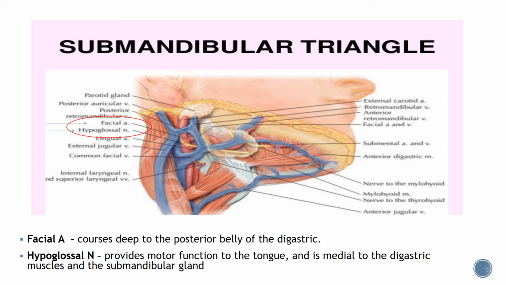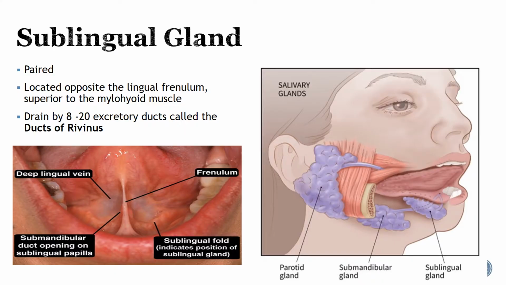Lymph nodes of the submandibular gland are periglandular. The sublingual glands are paired. They are located opposite the lingual frenulum and superior to the mylohyoid muscle. The sublingual glands are drained by 8 to 20 excretory ducts called the ducts of Rivinus. There are other minor salivary glands located throughout the upper airway but concentrated in the oral cavity, especially the palate, with a number of about 600 to 1,000.